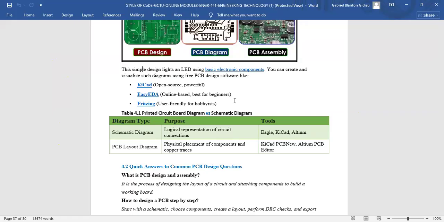Your mid-sem is going to be a practical mid-sem. You are going to design and construct your own PCB. All right, I'll give you the circuit, then you work with it.